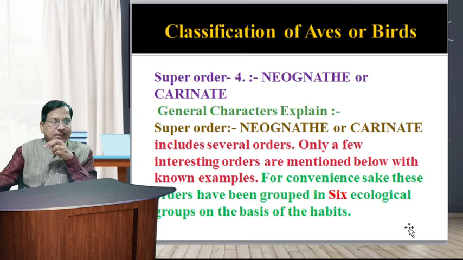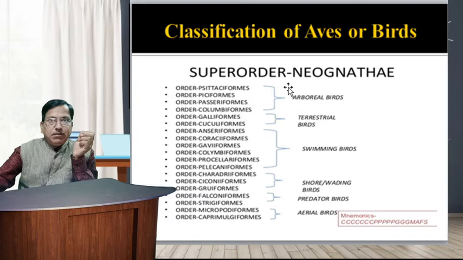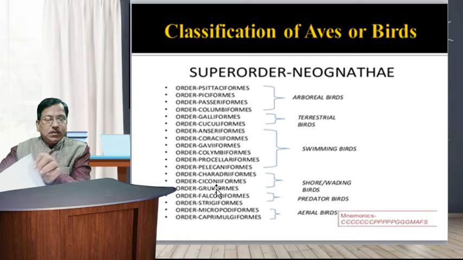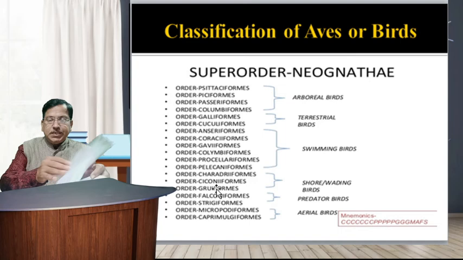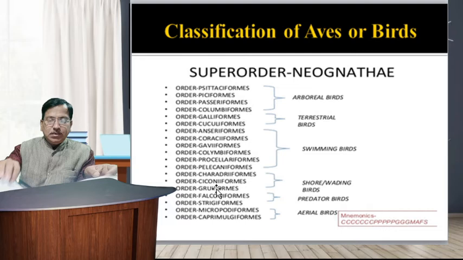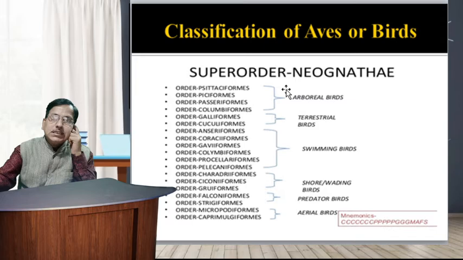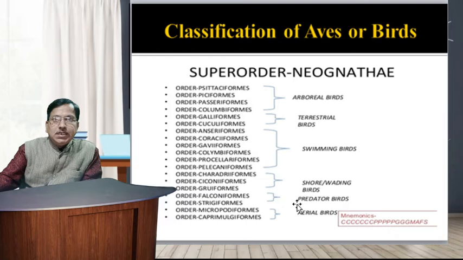In these 6 groups we discuss the animal groups included by the different orders. In total, the superorder Neognathi includes 22 orders, which are divided into 6 ecological groups on the basis of habitat: arboreal birds, terrestrial birds, swimming birds, soaring wading birds, predator birds, and aerial birds. So these are the 6 groups.